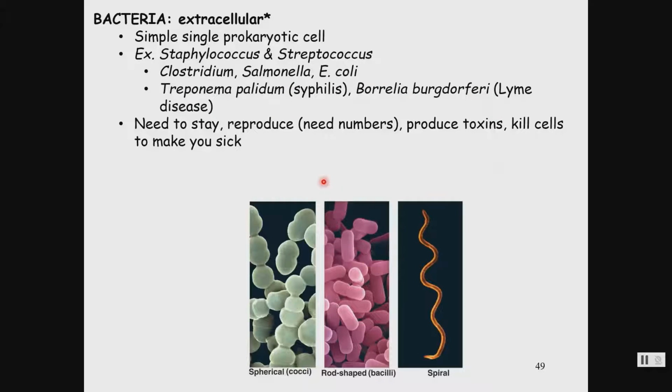They come in different shapes. I mentioned the cocci, there are rods, and then we have the spirochetes. Like I said, the big thing is they have to stay, they have to reproduce, colonize, and they have to produce toxins that are going to do damage or kill your cells and make you feel sick.